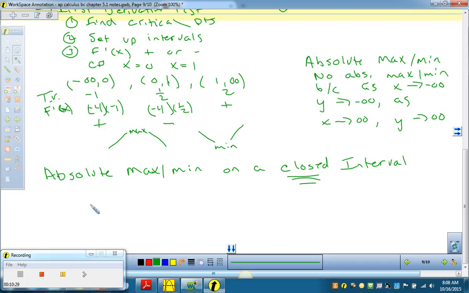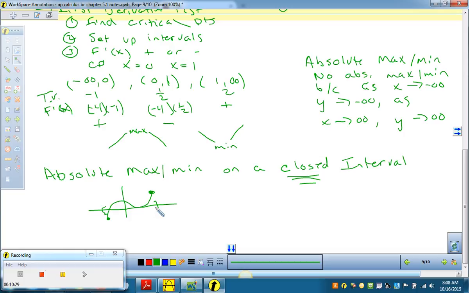So if we look at a function like this, and have an endpoint there, where are the places where we could have the highest of all the highs and the lowest of all the lows? So it could happen when the derivative equals 0 or is undefined, or it could happen where else? At these endpoints. So when I said you'll not be asked about relative extrema at endpoints, you won't, but you will be asked about absolute extrema at endpoints.